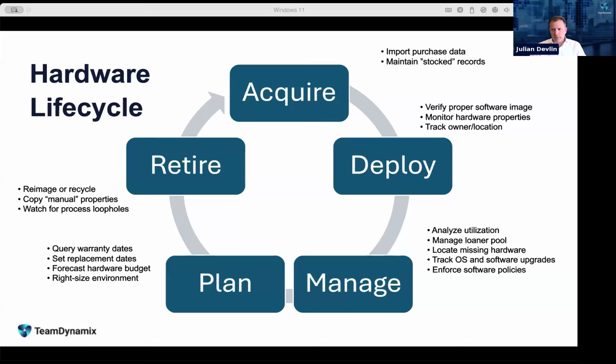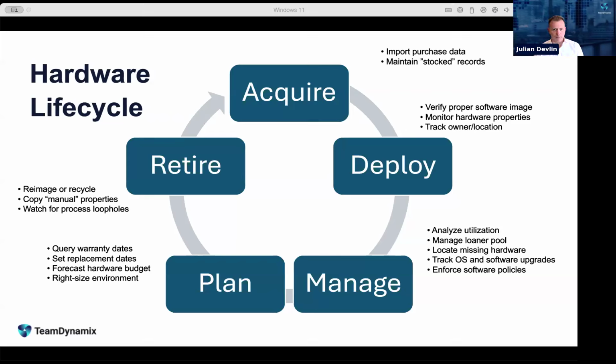As you start to plan, this is where warranty dates come into play. And so having that easily accessible is a huge value. Often from those warranty dates is how you would set the replacement dates, and then you would start to forecast a hardware budget over multiple quarters, multiple years. And definitely at this point, if you're just implementing a tool for the first time, as you realize that you may have more than you need, this is the perfect time to right-size that environment based on the data, based on the utilization that you've seen through the manage phase.